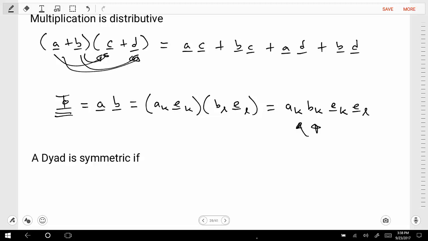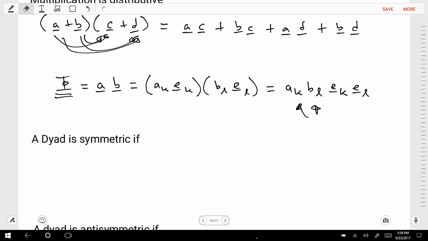And excuse me, one little typo here. This B is an L here. The index on the B is L, not K, right? So we can very easily build up our nice little dyadic tensor from the base vectors and the components.